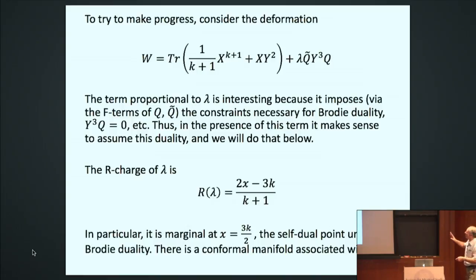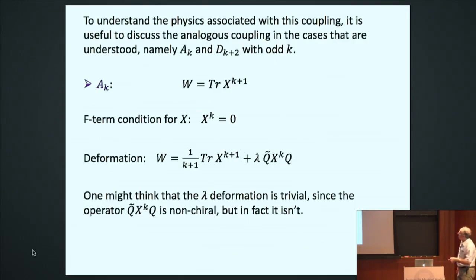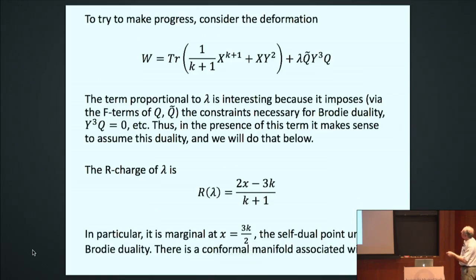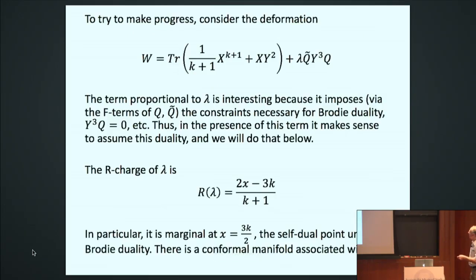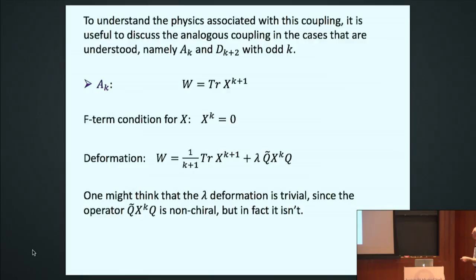Because of that, let me quickly review what happens when you do the exact analog of adding this term in the examples that we do understand, which are the A-type superpotentials for one adjoint and this thing for odd k. So let's start with the single adjoint that I discussed before. The F-term condition that we're interested in is just x to the k equals 0. And so the term that's analogous to the one that I'm proposing adding here, in this case, looks like this.